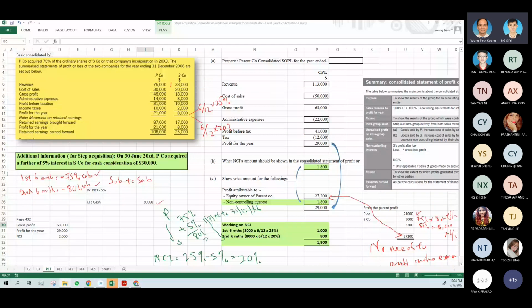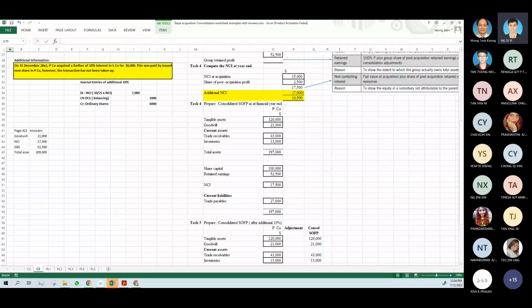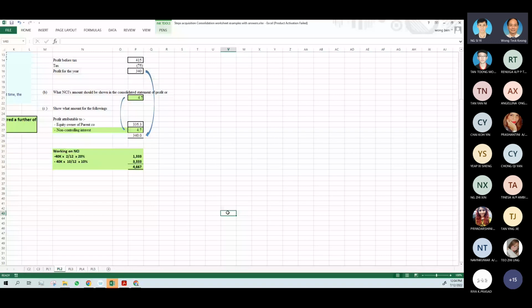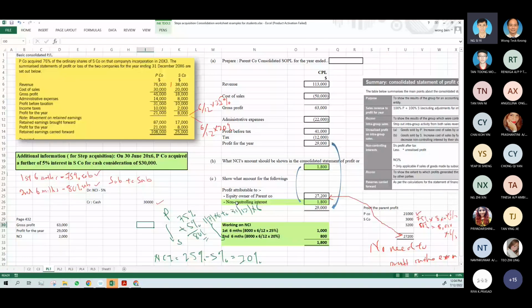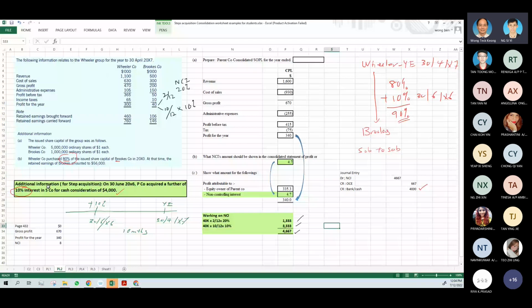Okay, let me give you one more example. P&L 2. So this is type 3. All this we answer one. So one more additional piece of information: P acquires a further 10% interest in S for cash consideration at 30th June, same thing, the 40,000 here. Okay, at 30th June, but your year ends at 30th April.